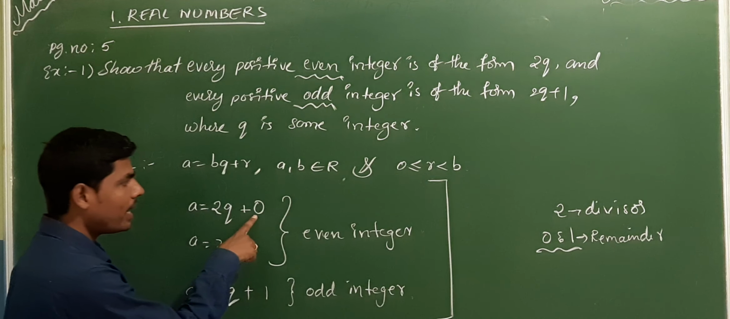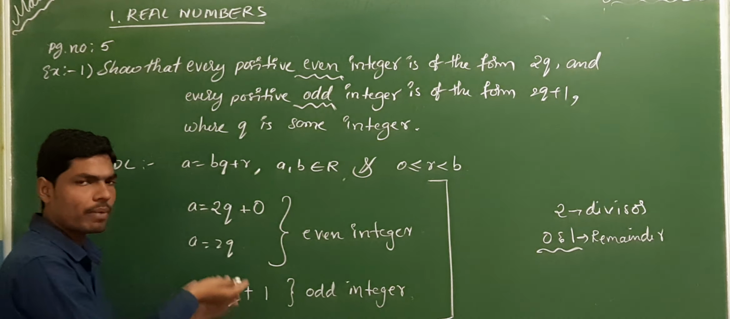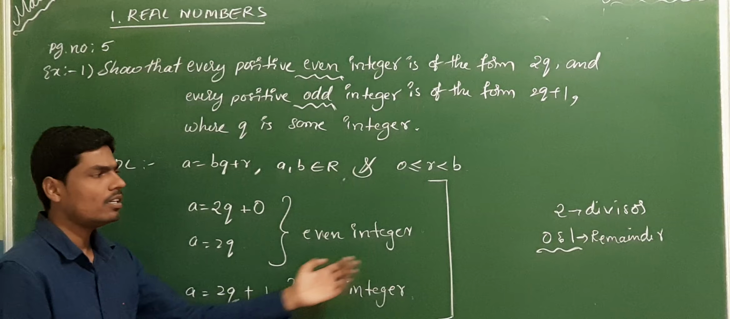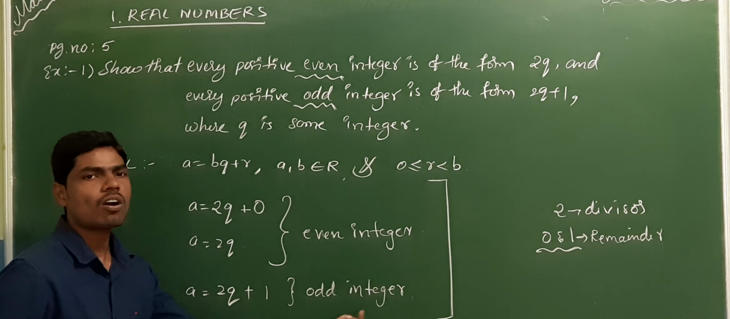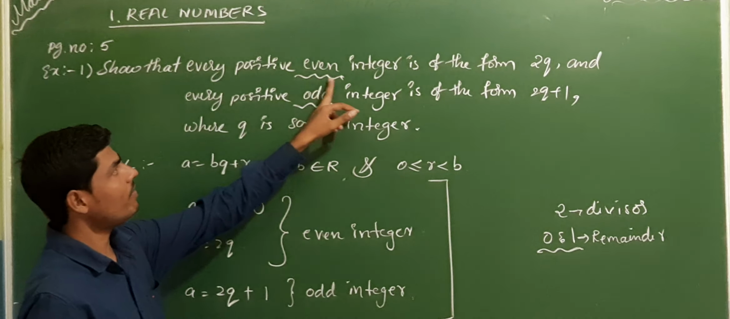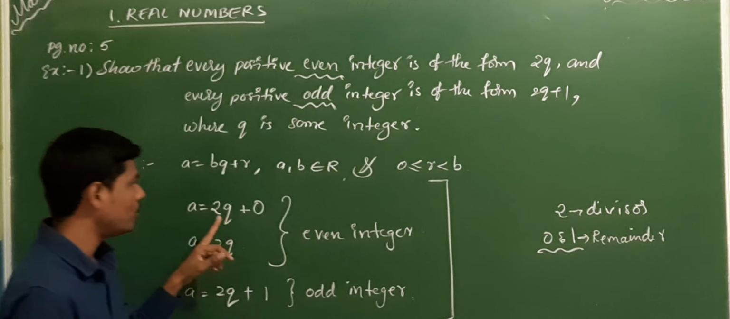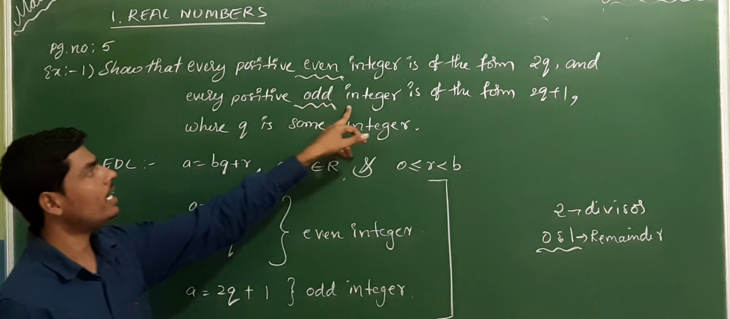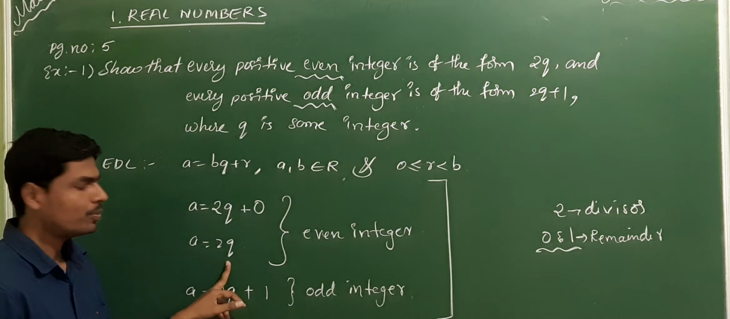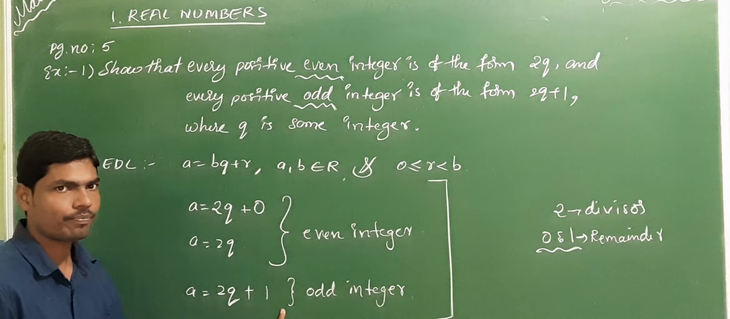Now, here we got remainder 0. If you get remainder 0, that is even. If you get remainder 1, that is odd. Yes, an even integer is of the form 2q, and an odd integer is of the form 2q plus 1.